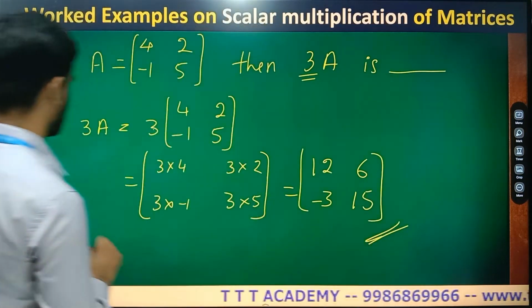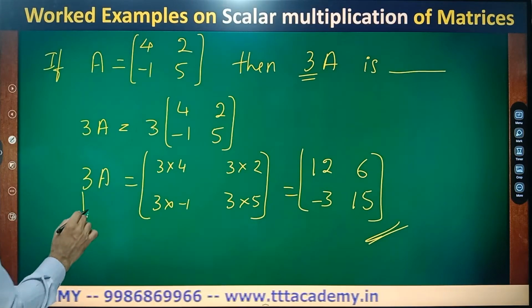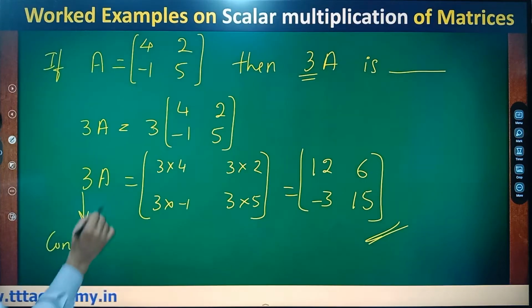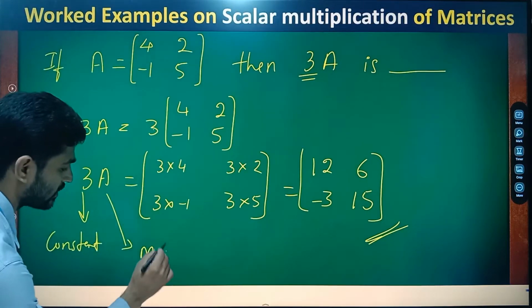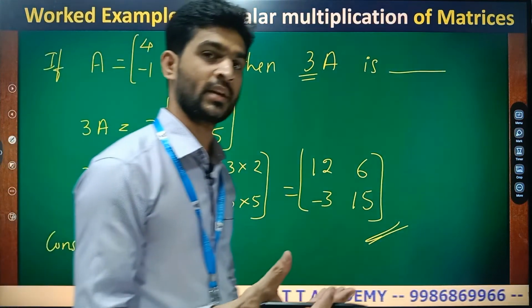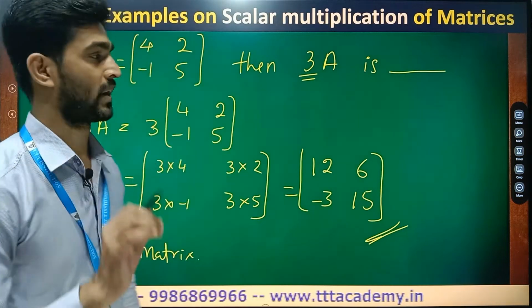Here is another example, 3A, in which 3 is a constant and A is a matrix. The procedure of taking a constant and multiplying it with a matrix, we are going to call scalar multiplication of a matrix.